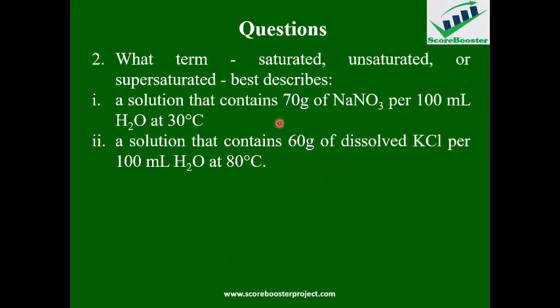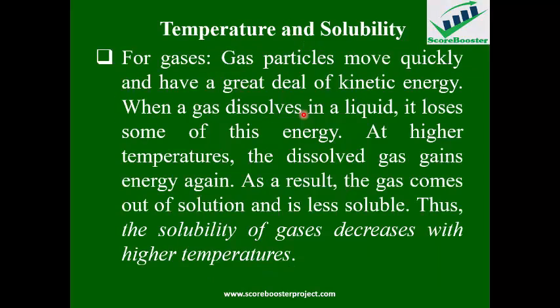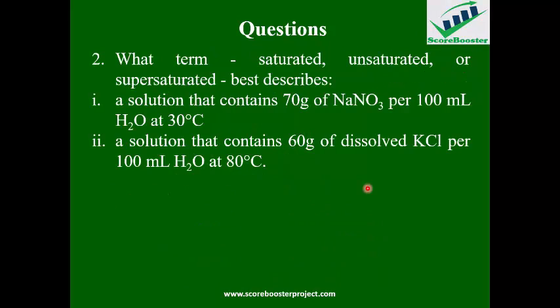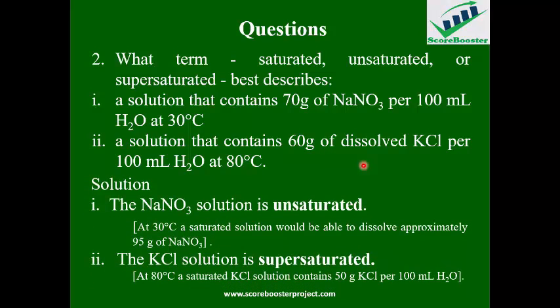So that solution that contains 70, is it saturated or not? We are going to see that it is not saturated, simply because it can contain more than 70 grams. Then the second one is the solution that contains 60 grams of dissolved potassium chloride at 80 degrees. At 80 degrees, potassium chloride is where? This is potassium chloride. So it can contain about 50 grams. Now, when it contains 60 grams, what happens? It has excess. I think that is supersaturated. So let us check our answers and see. Yeah, that is what we have just said.